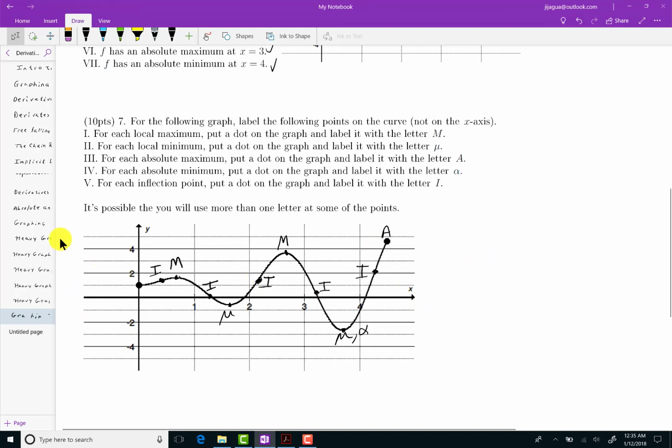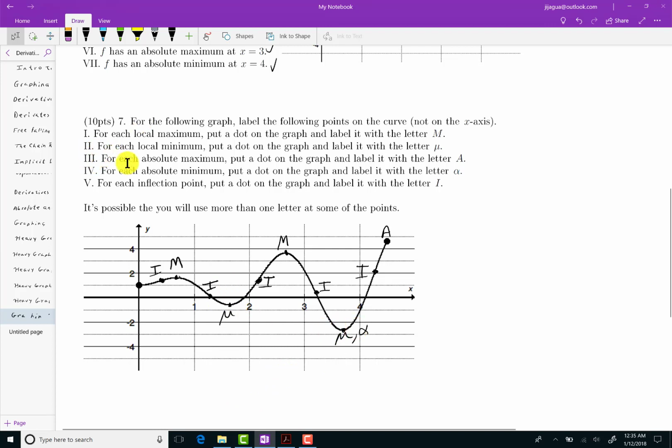So let's see if we've done everything that was asked. For each local maximum, put a dot on the graph and label it with the letter M. So local maximum, I only had 2 of them. Endpoint, it does not count. For each local minimum, use the letter mu. So that doesn't count as a local minimum. That's a local minimum. Remember, it's got to have a graph on both sides of it to determine whether it's a local min or max. Here, this one has a local minimum.